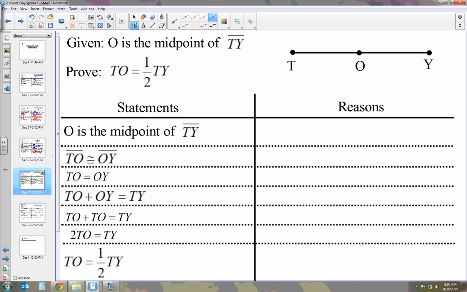Our next one, O is the midpoint of line segment TY. That is our given. And whenever I have a midpoint, I always like to go up here. O is the midpoint, so that means TO is congruent to OY, which is this statement right here. So that's our definition of midpoint. Always use your given if you can. Next, I notice that we move from congruency to equality, and that's our definition of segment congruence.